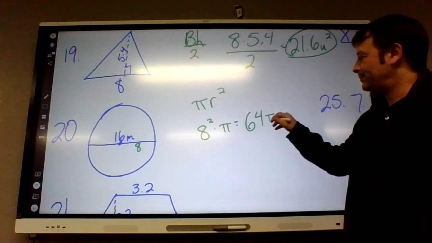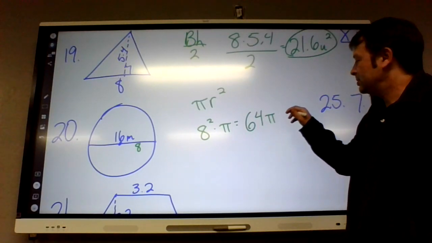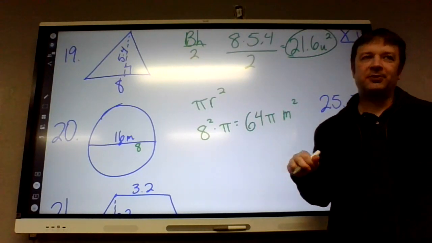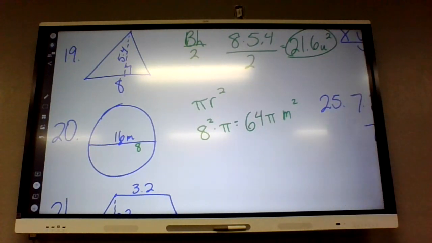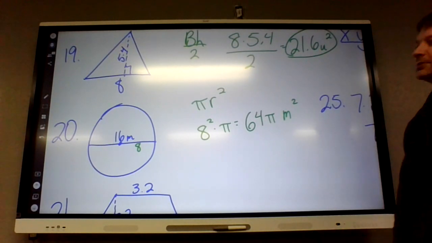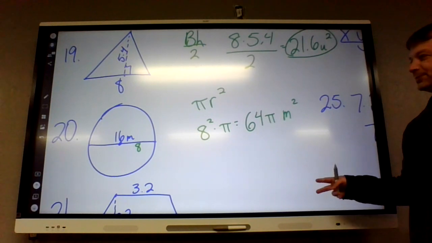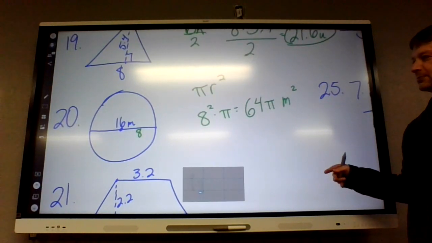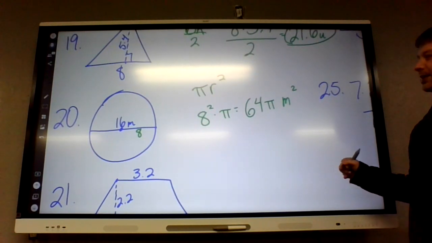So you can do 64 pi, or just 64 times pi and change it to a decimal. Can we just put 64 pi m squared on the test? Yes. But I wouldn't, because that's not the answer to the test. It's a different problem, same concept, but something pi m squared.